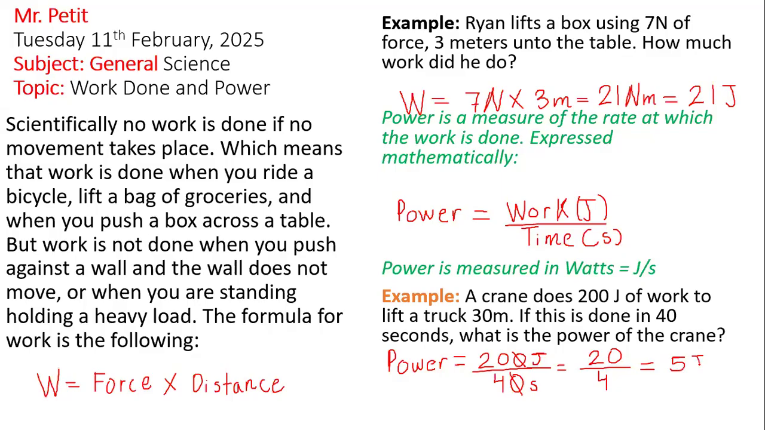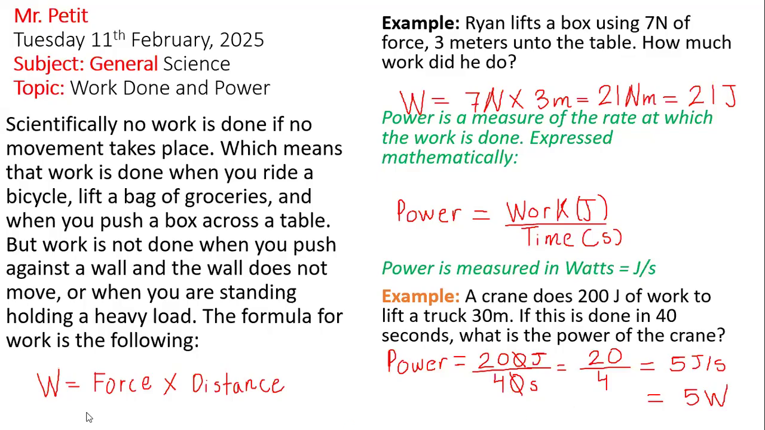5 joules. Joules per what? Per second. So J over S, which is going to be equal to 5 watts. Okay, did y'all see what I did or no? Let me know, please, if you understand what I did.